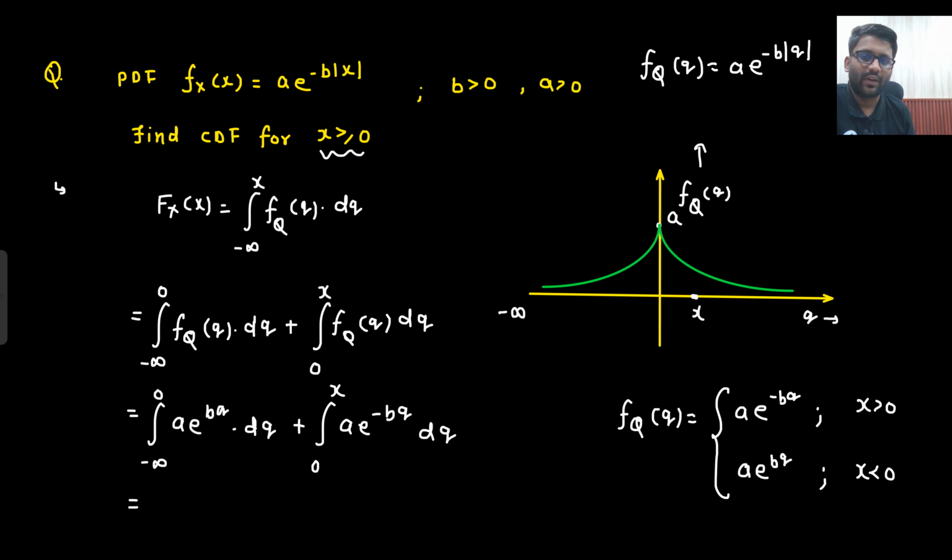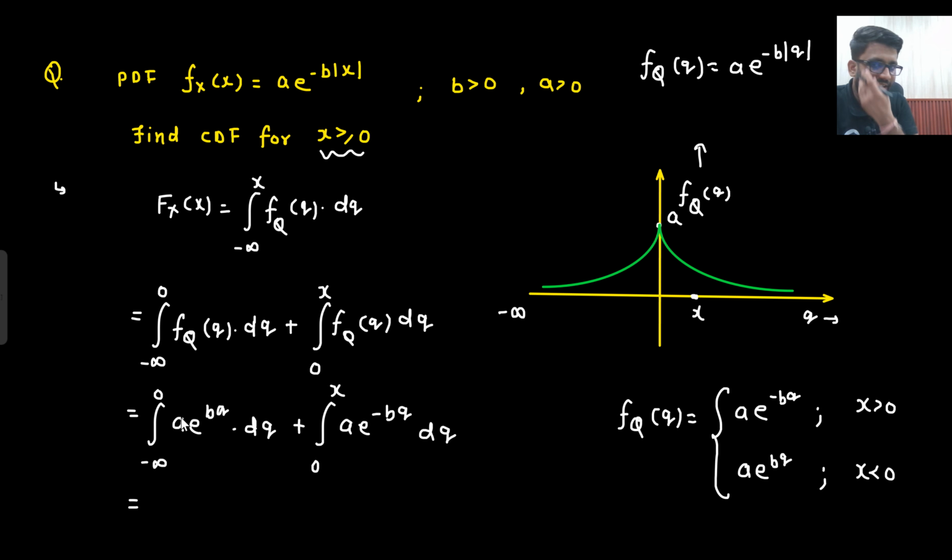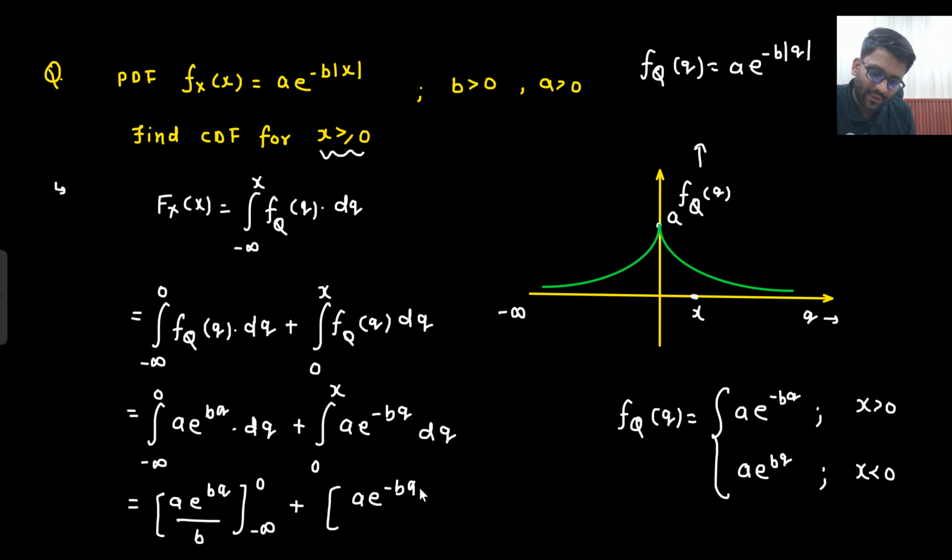So what you will be getting? Do you have the page? No, I have to add a page. So you are integrating with respect to q. So a e to the power bq divided by b, from minus infinity to 0. You are putting the limit of q now, right? And then again here as well, a e to the power minus bq divided by minus b from 0 to x, right? So what will I get?